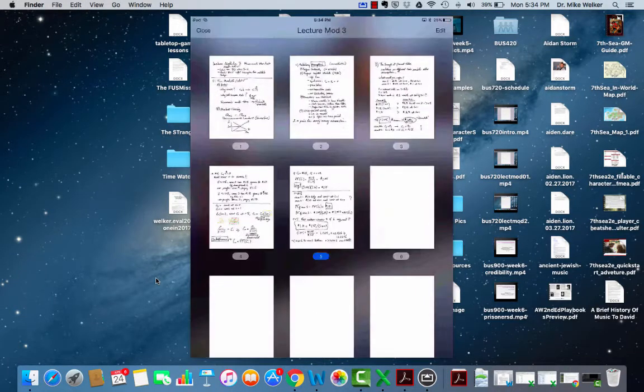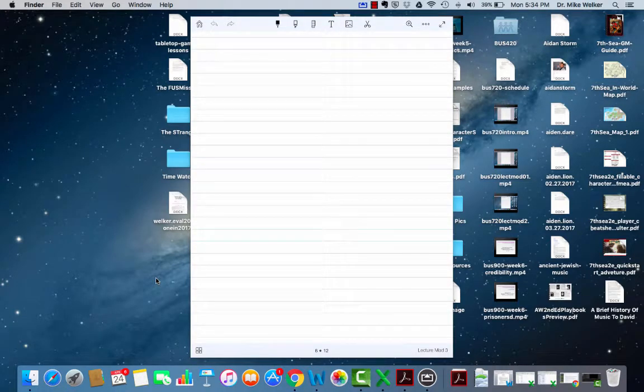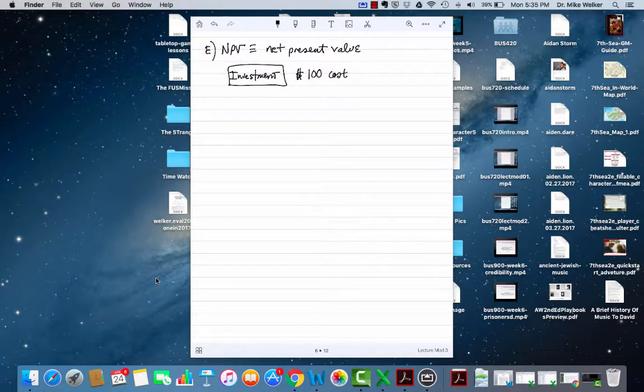So the next issue to deal with is the concept of net present value, NPV. It's a key idea in financial management. Suppose you have an investment, some project you put in place, and it costs you $100 in time period 0.